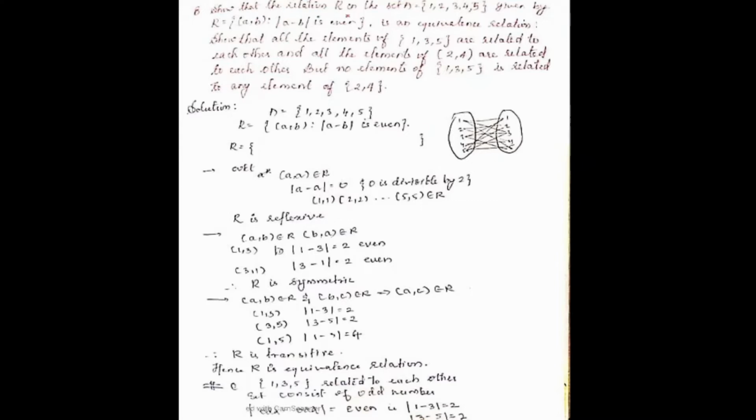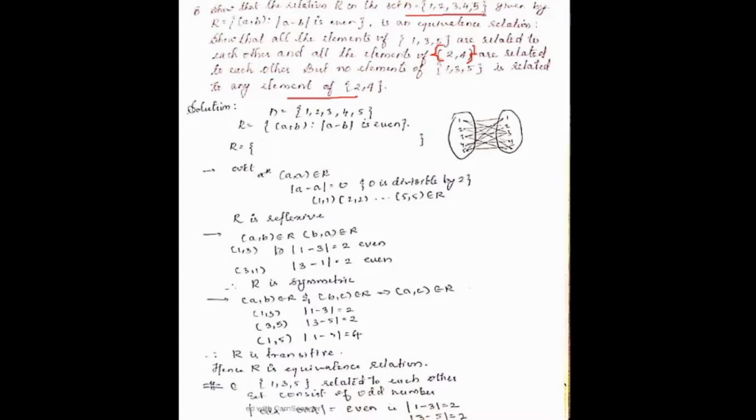Show that the relation R in the set A = {1, 2, 3, 4, 5} given by R = {(a, b): |a - b| is even} is an equivalence relation. Show that all the elements of {1, 3, 5} are related to each other and all the elements of {2, 4} are related to each other, but no element of {1, 3, 5} is related to any element of {2, 4}.